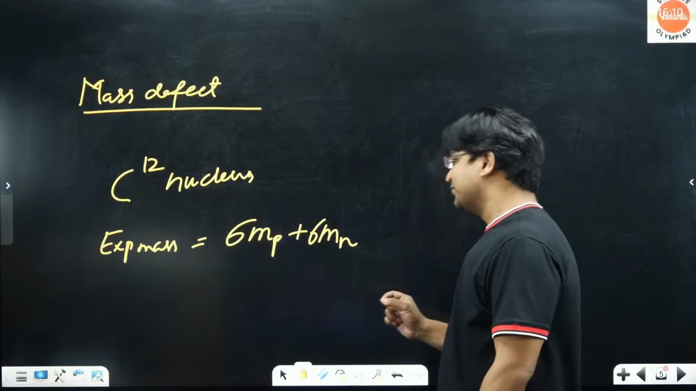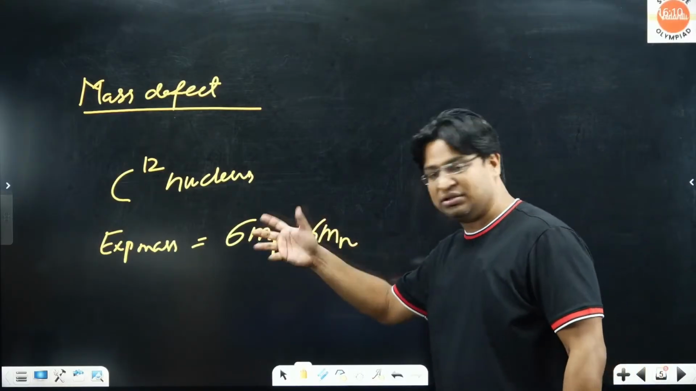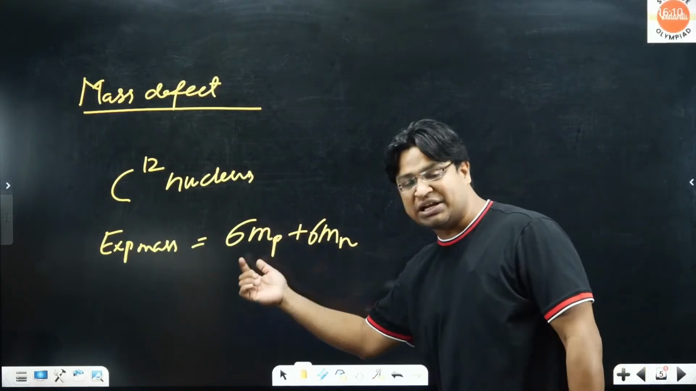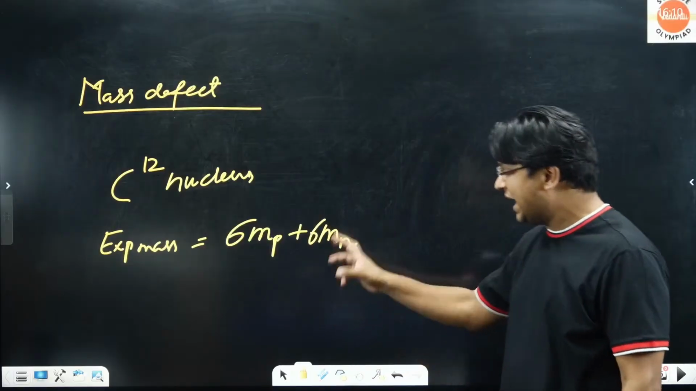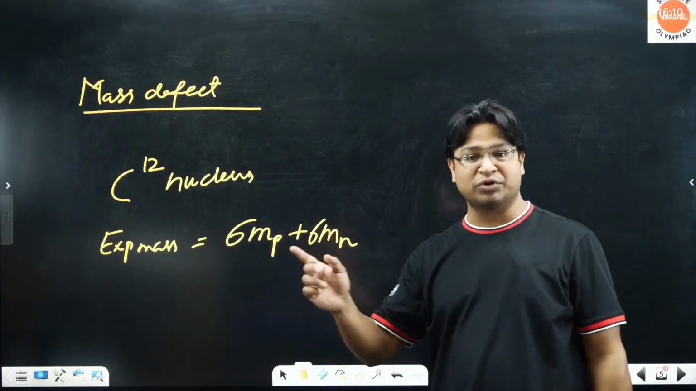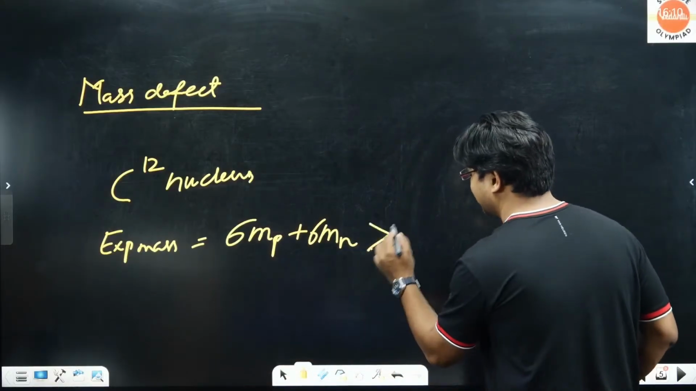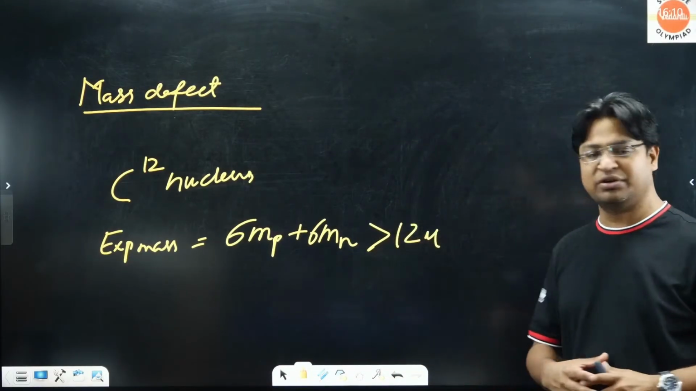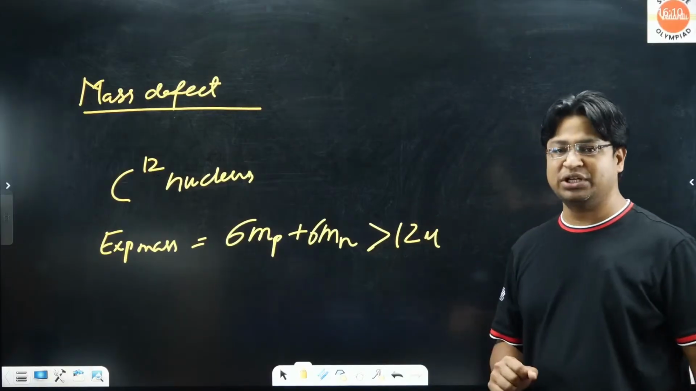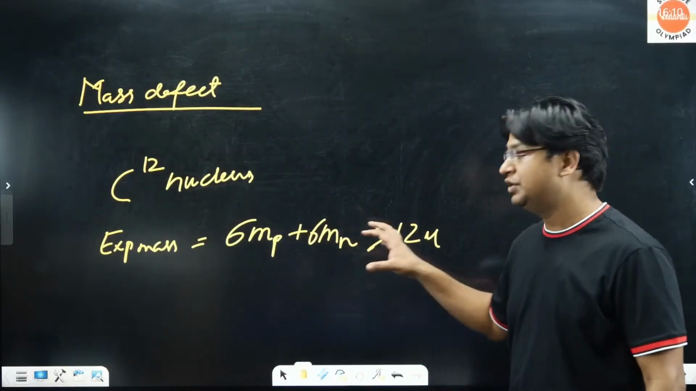Can we say this? If you are agreeing that it is 6 times the mass of a proton and 6 times the mass of a neutron, and we also know that the mass of a proton and the mass of a neutron are both more than 1 AMU, then this number is certainly more than 12 AMU. Do you agree with this or not? It needs to be more than 12 AMU. Now this is the mass of the nucleus.